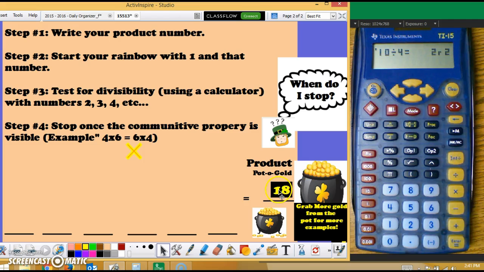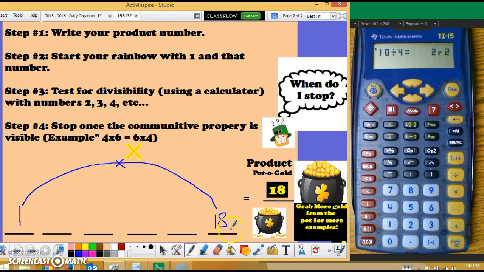So step 1 is already done. I've placed 18 at the very end, which is my product number. Step 2, start my rainbow with 1 and that product number. So I place the 1 on this line and 18 over here, and then connect it by starting my rainbow. It starts over and loops beautifully here to my pot of gold, which certainly matches because 1 times 18, just like any number times 1, is going to get you that number, 18.